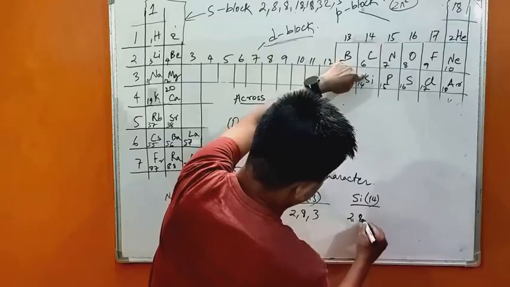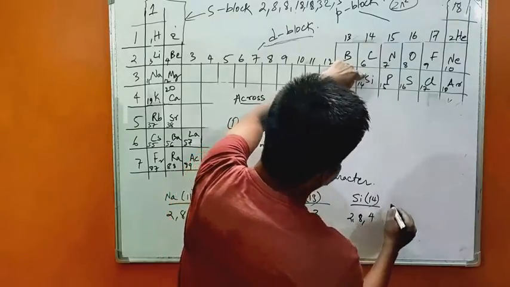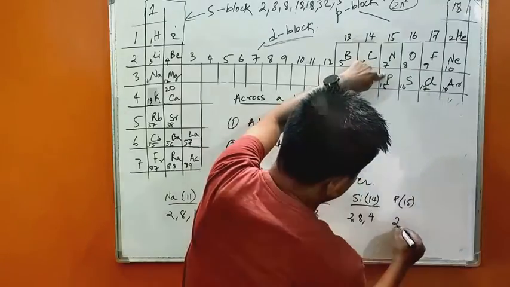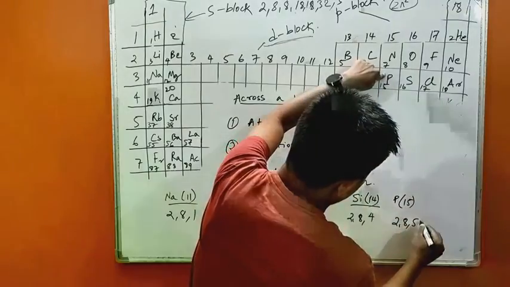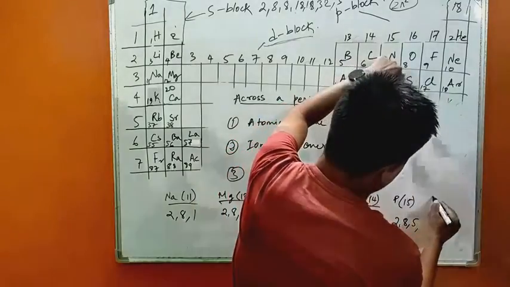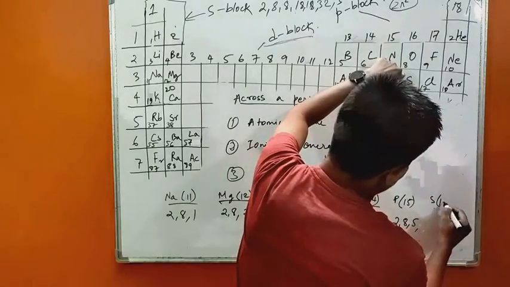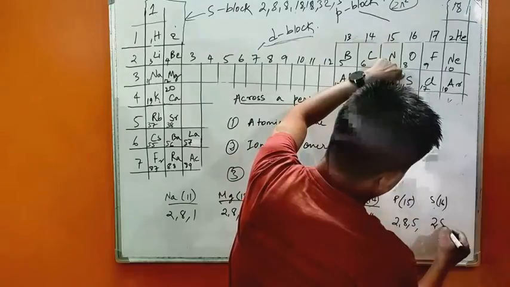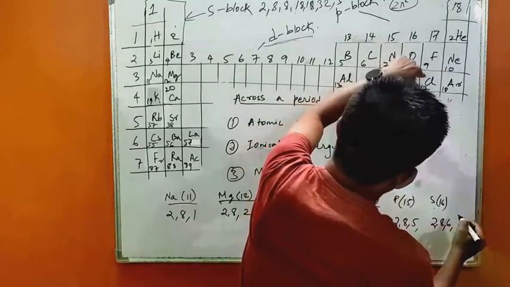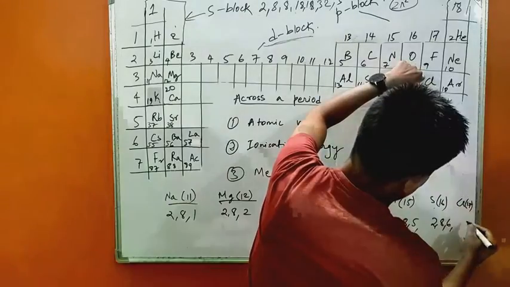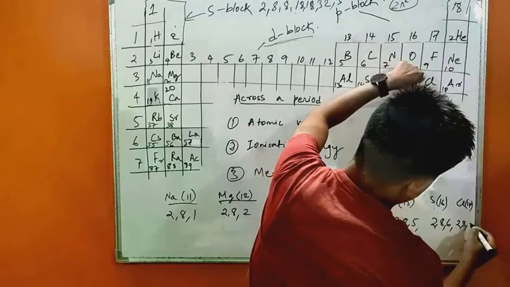2, 8, 10, 10, 4, 14. Phosphorus, atomic number 15. 2, 8, 10, 10, 5, 15. Sulfur, atomic number 16. 2, 8, 10, 10, 6, 16. Chlorine, atomic number 17. 2, 8, 10, 10, 7.